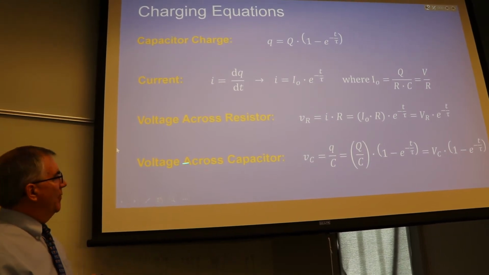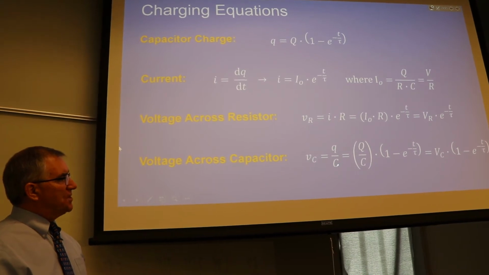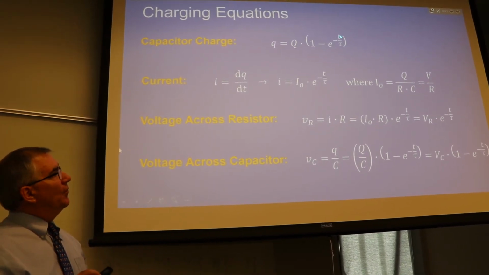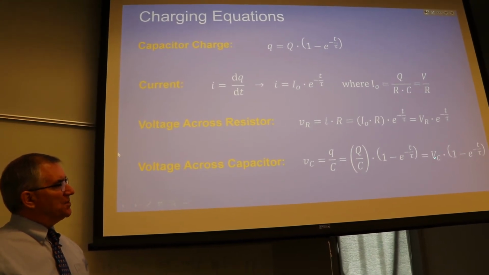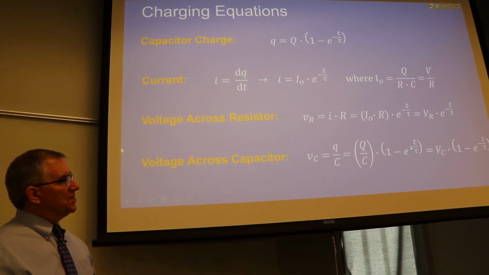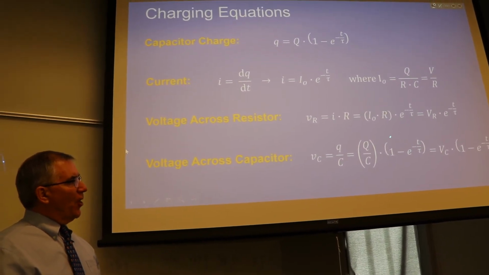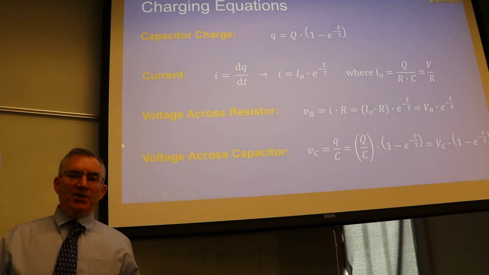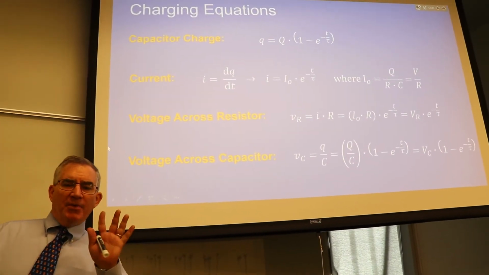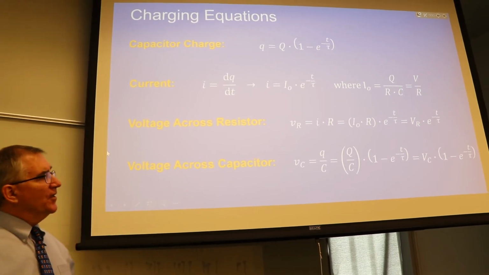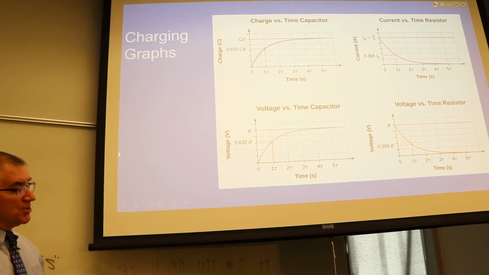All right. And now how about the voltage across the capacitor? Well, voltage for a capacitor is Q over C, and that's a little bit more complicated. So I've got Q over C, which is the capacitor voltage, times 1 minus e to the minus t over tau. So eventually, all the voltage is across the capacitor, and that's when it's fully charged. Okay, so when t is equal to infinity, which is about 5 time constants, the capacitor is completely charged. All right, so here's what the graphs look like.